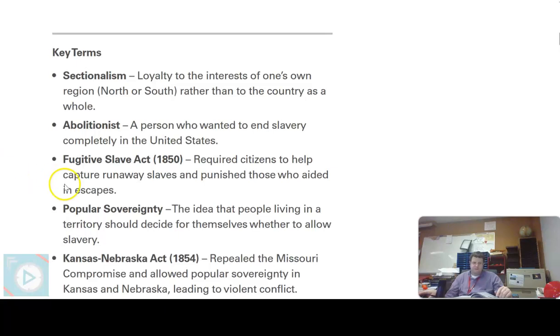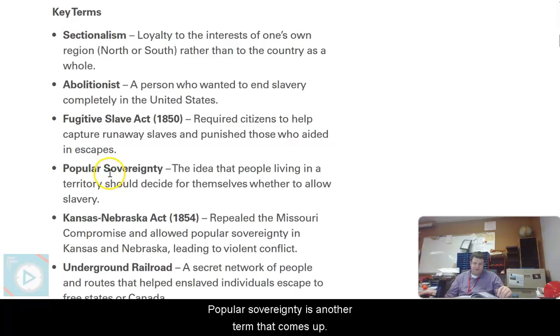Done. Gone. We have the Fugitive Slave Act, which is an 1850 law, but do be aware there are other Fugitive Slave Acts, but we mainly look at the one in 1850. This required citizens to assist with the capture of runaway slaves and punish those who helped runaway slaves. Popular sovereignty is another term that comes up. This is the idea that people living in an area should decide for themselves how that area should be run. The context we're looking at it in is, should a place be a slave area or a free area?